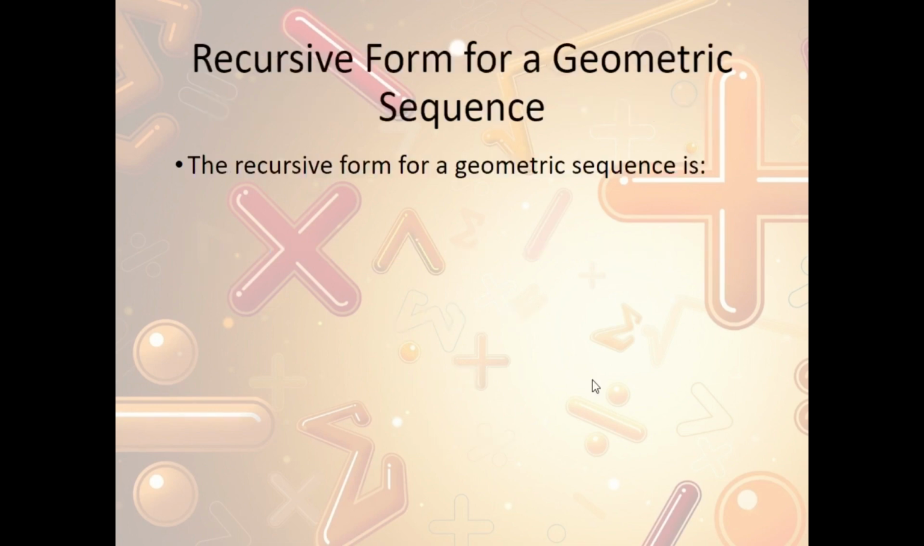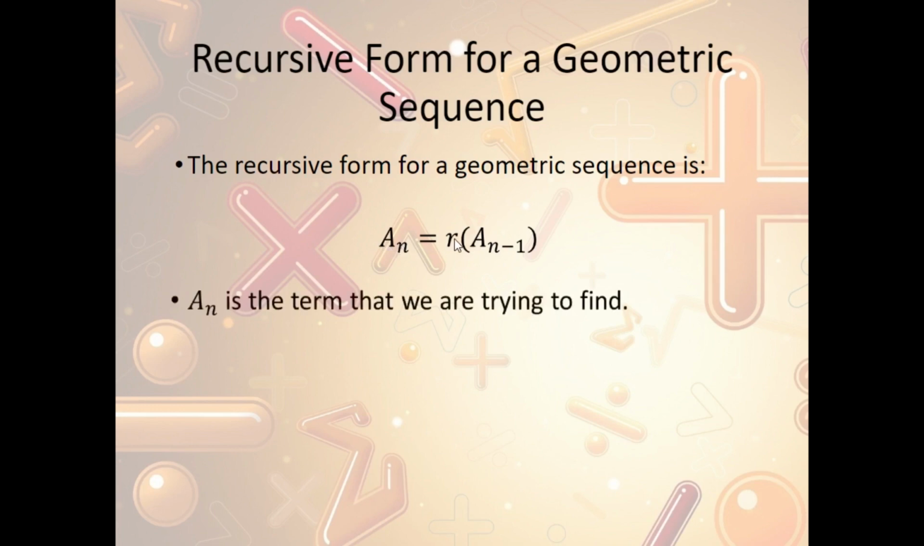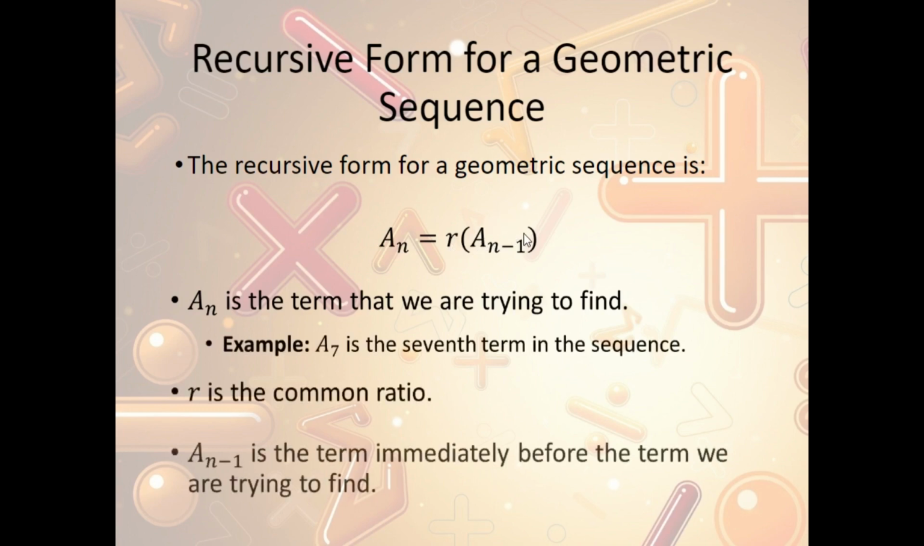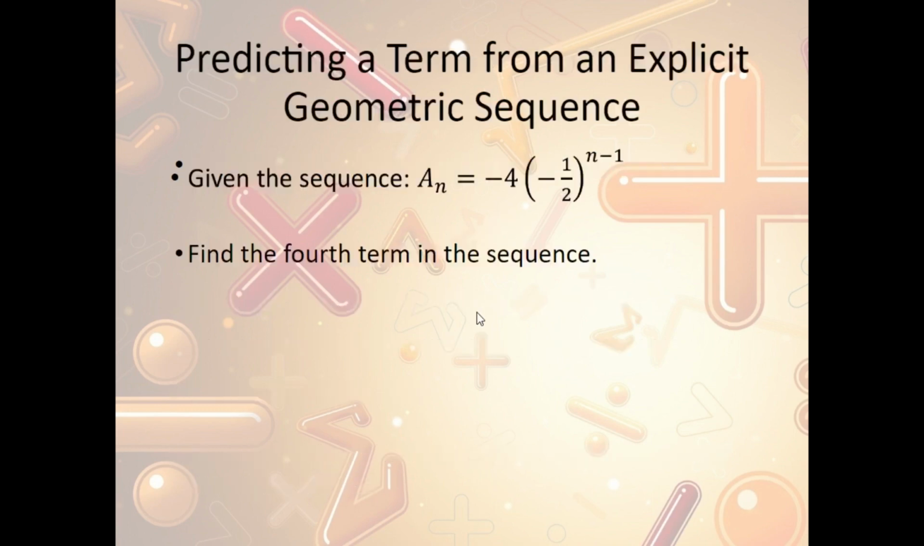Now let's take a look at the recursive form for a geometric sequence. So that follows this pattern. a_n is equal to r times a_(n-1). Now, what we're really saying here is the term we're trying to find is equal to the common ratio times the previous term. So if we look at this one, we have a_n is equal to 4 times negative 1/2 to the n minus 1. And we want the fourth term.